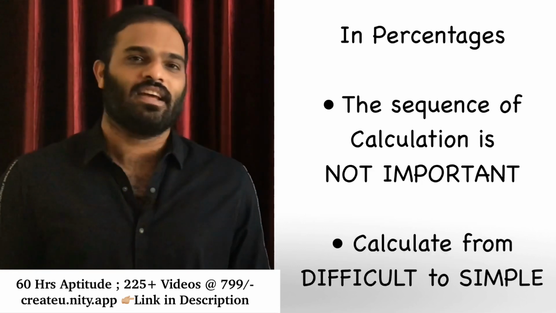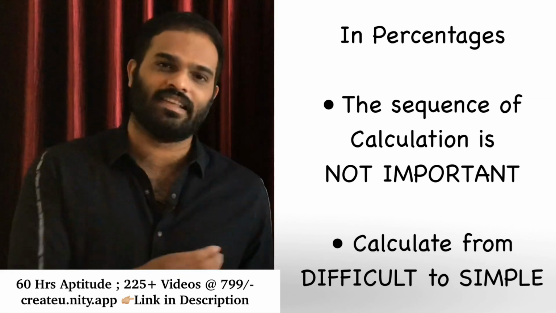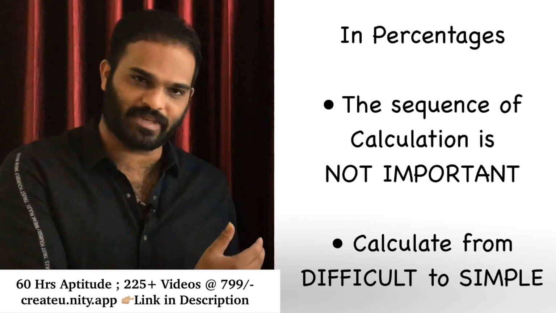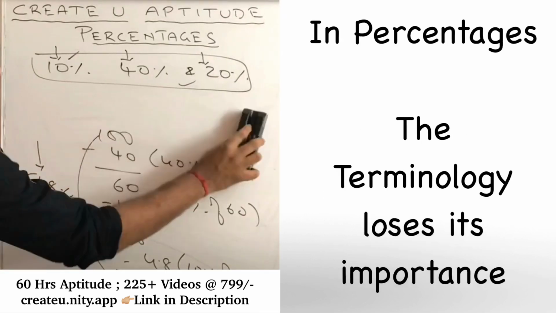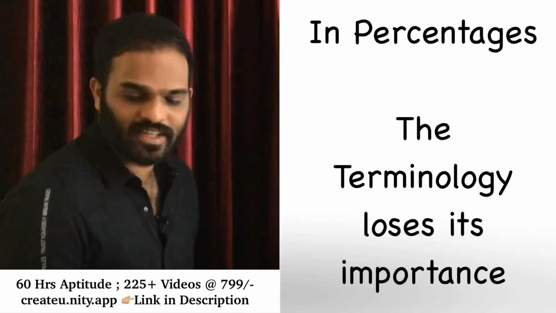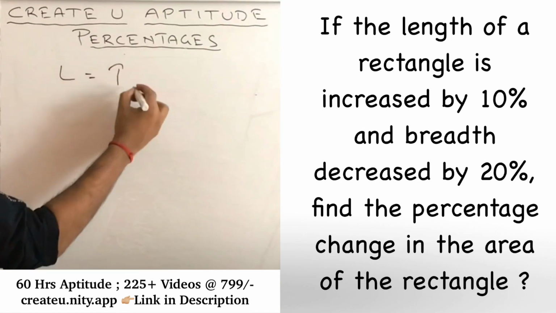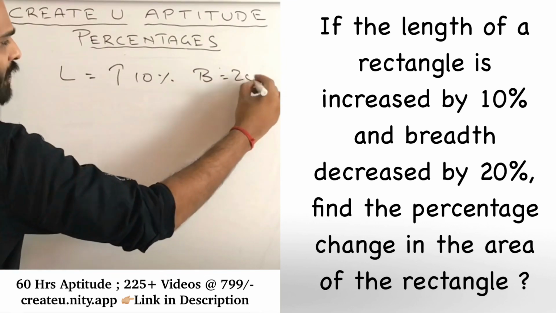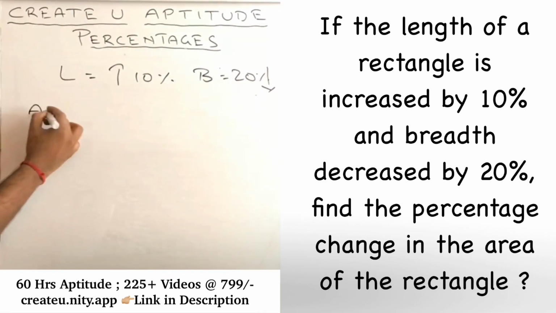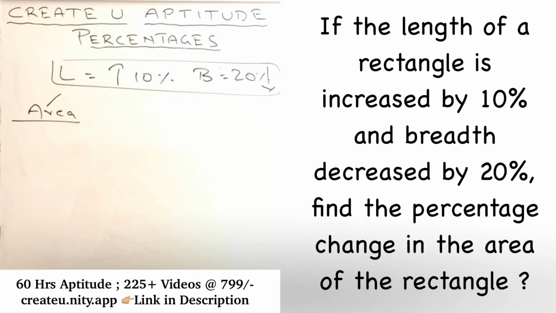The 2 things which I really wanted to tell you here is, the sequence is not important. Because the sequence is not important, you will prefer the sequence from difficult to simple. But one more thing here is, the terminology also loses its importance. When they give you a question where the length of a rectangle is increased by 10%, the breadth decreased by 20%, what is the overall change in the area? He is speaking about length and breadth. That is the examiner's creation. You don't worry so much about it.